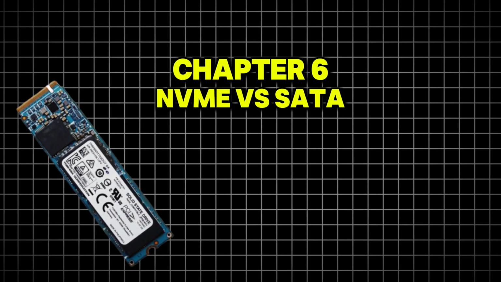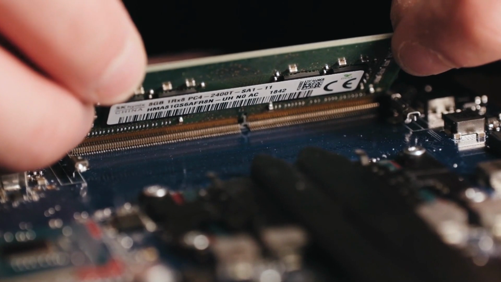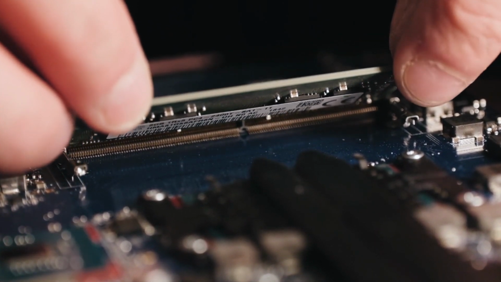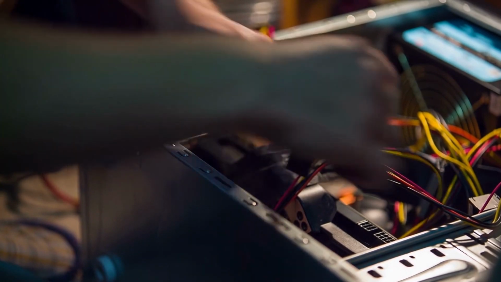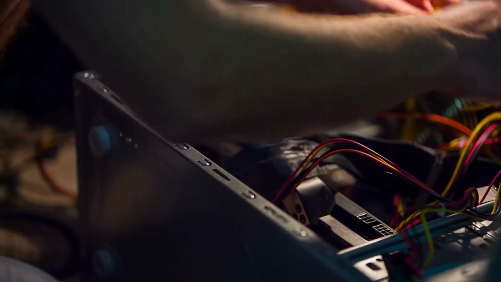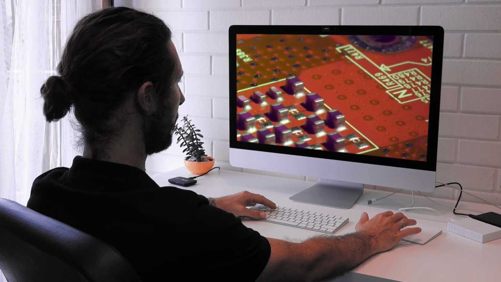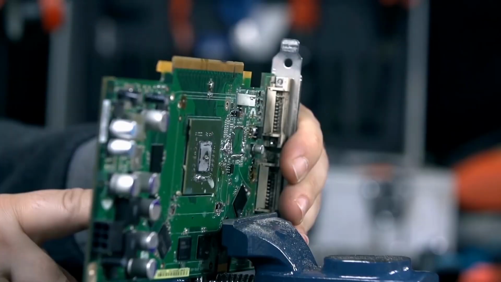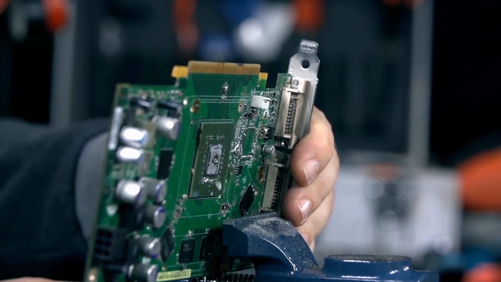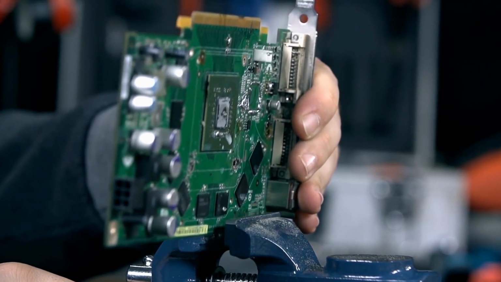Chapter 6. NVMe versus SATA. If you've ever compared SSDs, you've probably seen two main types, SATA and NVMe. While both use NAND flash, their interfaces couldn't be more different. SATA was designed for hard drives. It's a legacy interface capped at around 550 megabytes per second due to its limitations. For years, it was fine, until NAND got fast. Suddenly, the bottleneck wasn't the memory, it was the interface.